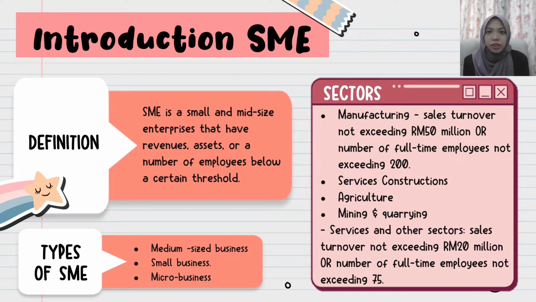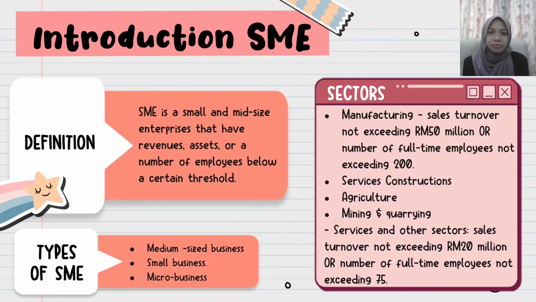For the manufacturing sector, SME is defined as sales turnover not exceeding 50 million ringgit or number of full-time employees not exceeding 200. Meanwhile, for services and other sectors, SME is defined as sales turnover not exceeding 20 million ringgit or number of full-time employees not exceeding 75.